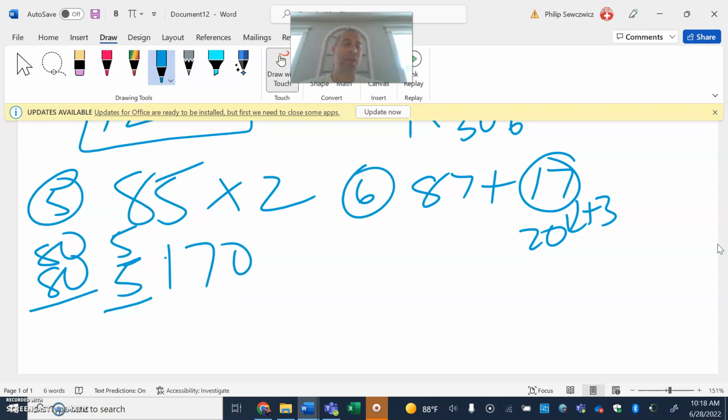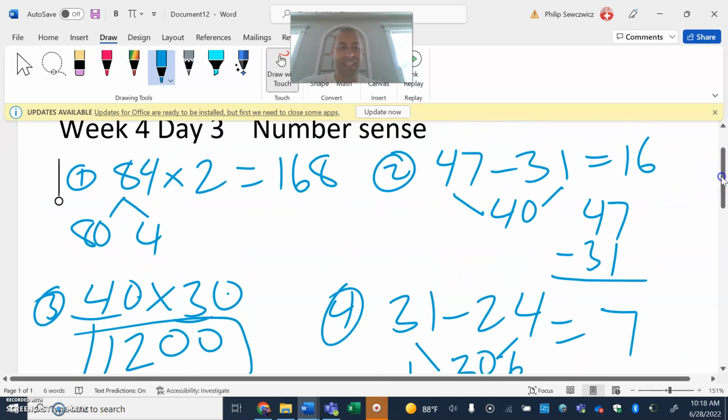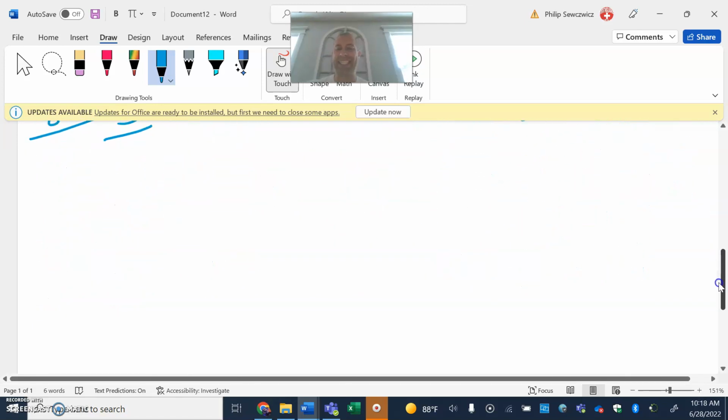So if I add the 20 onto 87, okay, that's 107. But then I got to take away the 3. Because remember, I added the 3 on, which really wasn't there. So there's my 104. And again, for a lot of you, when you do your addition, yeah, there's nothing wrong with this. But again, we're working on number sense, so we're trying to build that technique that we're after.